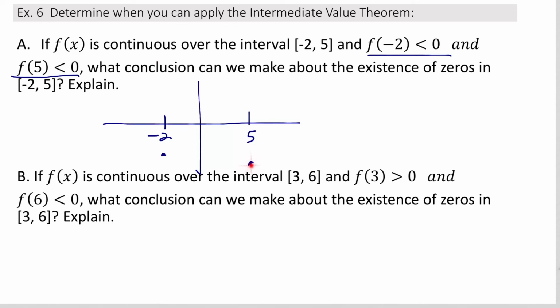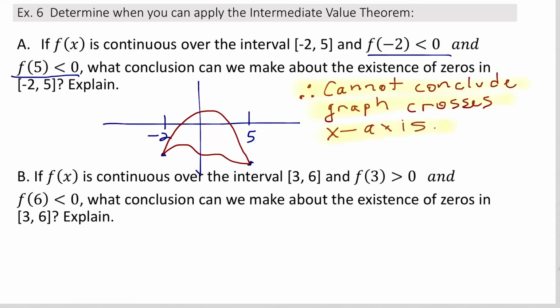Well, it turns out this is inconclusive with regard to zeros, because we don't know for sure that it crossed the x-axis. It could cross the x-axis and come back down, or it could completely stay on this side of the axis. We just don't know. So we can't make a conclusion whether or not there's zeros in that interval between -2 and 5. So we cannot conclude that the graph crosses the x-axis when all we're given are 2 points that have the same sign. So let's look at B.